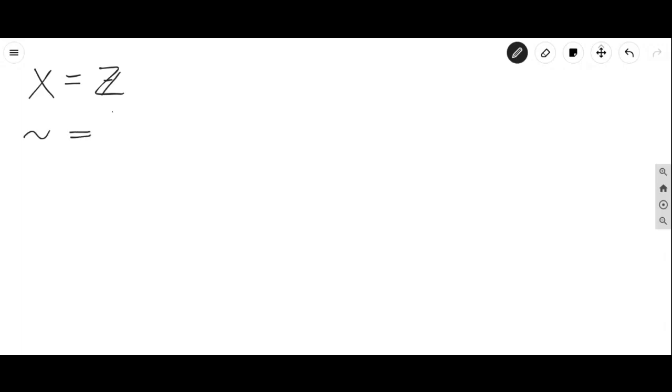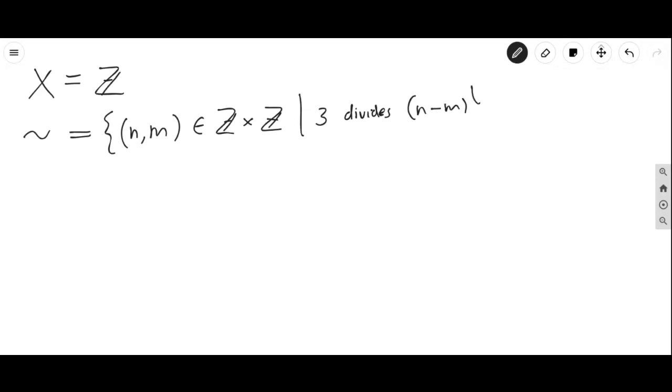tilde to be the collection of pairs of integers. So it has to be a subset of the Cartesian product. A relation is a subset of the Cartesian product. So pairs of integers, where both coordinates come from X, and the property here would be that 3 divides the difference between n and m.